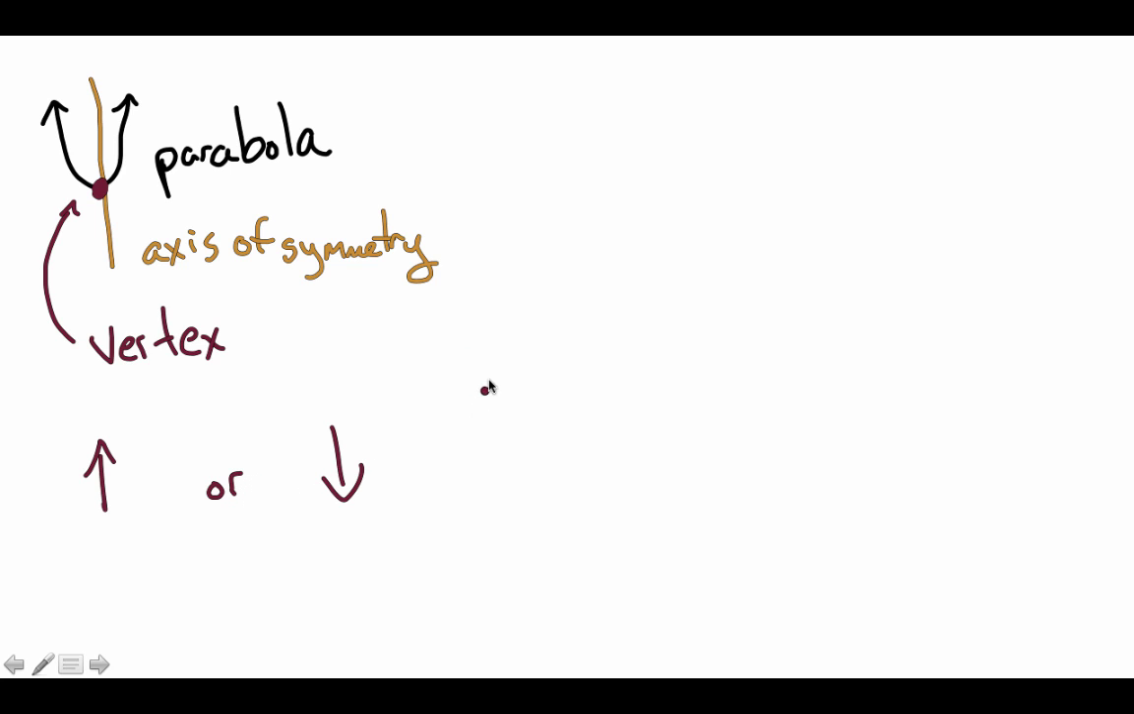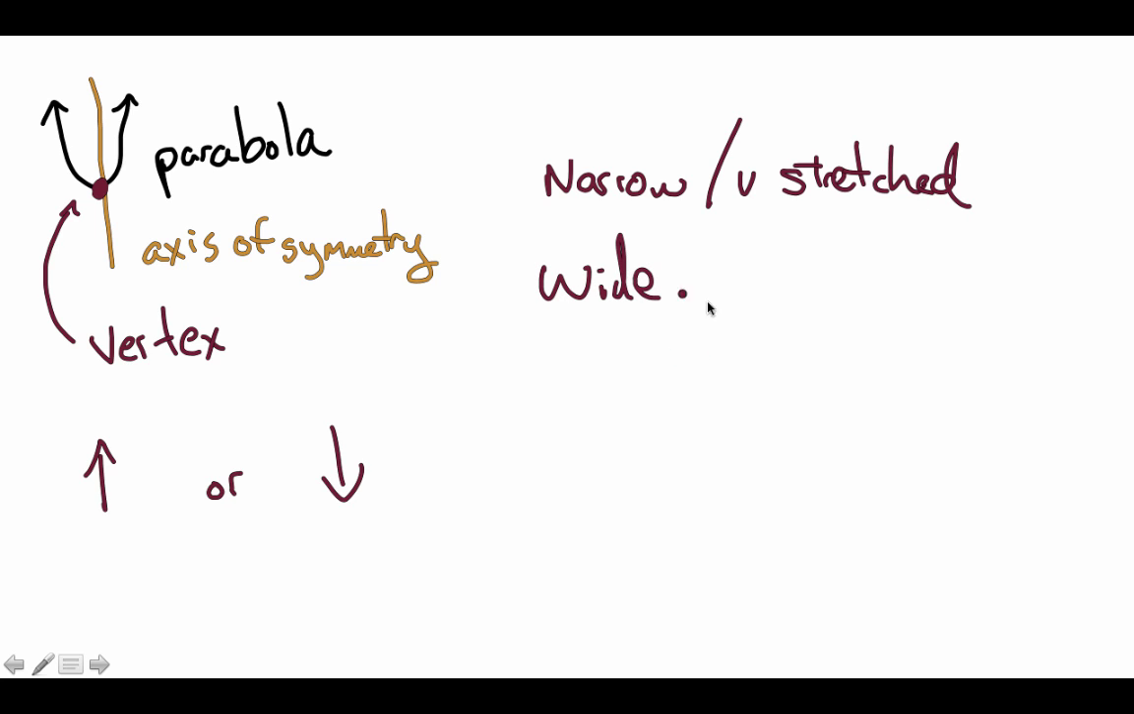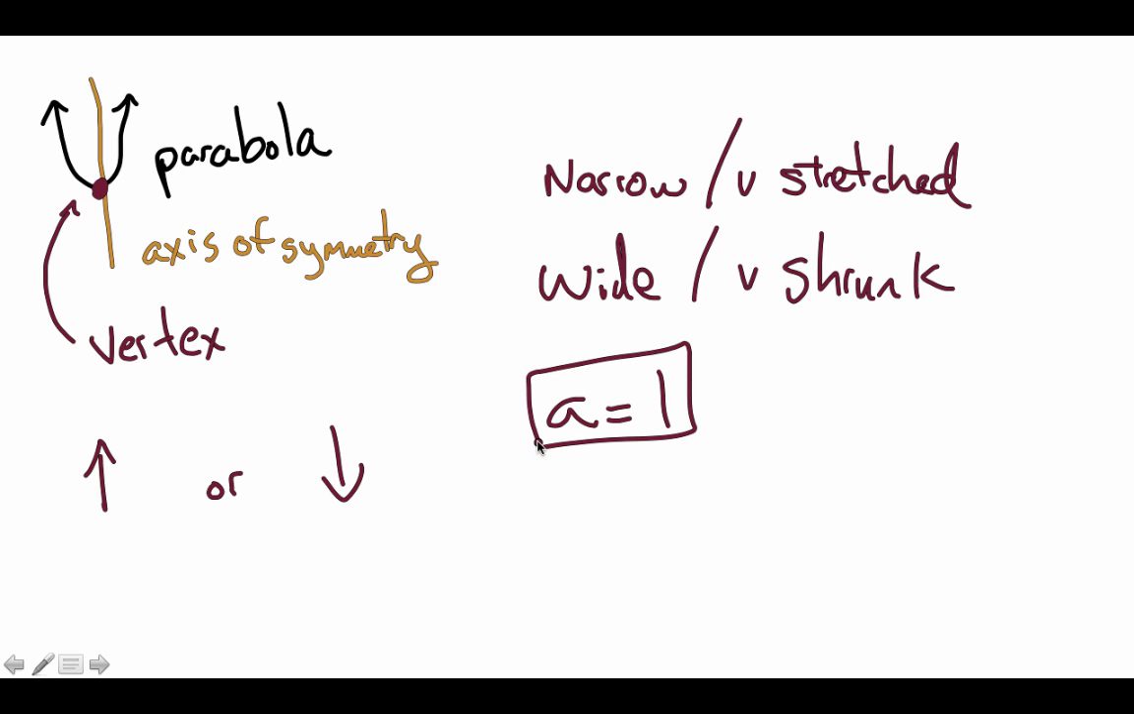And then we will say a parabola can be narrow or vertically stretched, if you want to sound more like a mathematician. Or it can be wide or vertically shrunk. And that will all depend. We'll talk about what makes that happen. Narrow and wide are relative terms, so we're always talking about relative to the parabola we just graphed when a equaled 1. This parabola, y equals x squared.